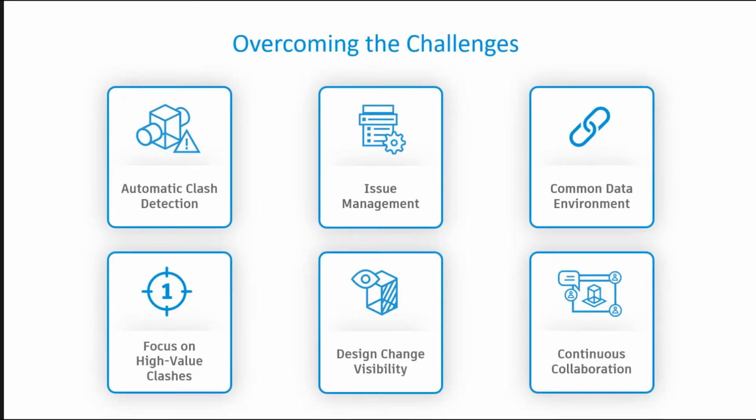When surveyed, general contractors say the highest value use case for BIM in construction is model coordination and clash detection. So automatic clash detection done by the entire team frees up a BIM manager's scarce time to focus on high-level clashes. Continuous collaboration allows teams to address issues in real time instead of waiting for the next coordination meeting. A common data environment improves design visibility and ensures teams are working from a single source of truth.